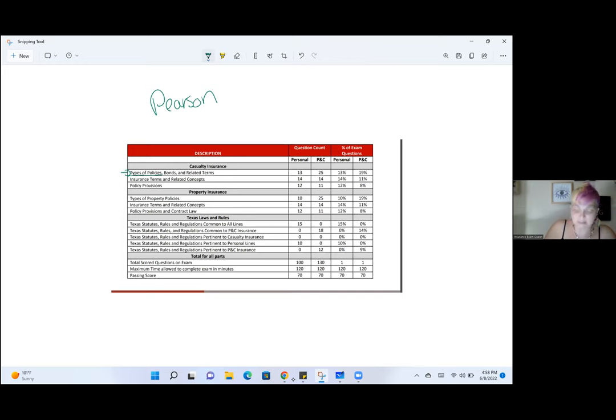Does your test say types of policies? If it says types of policies, everything I'm about to say applies to you. If you are in a Prometric state where it's broken down, you can just close your ears for a minute, okay?